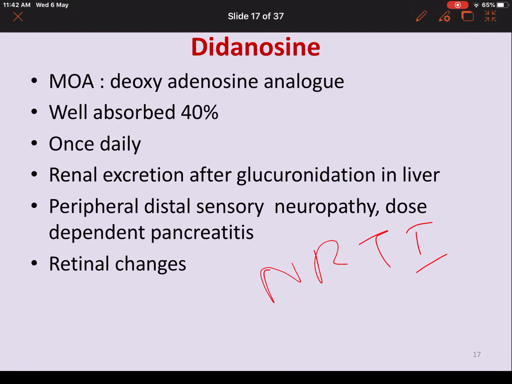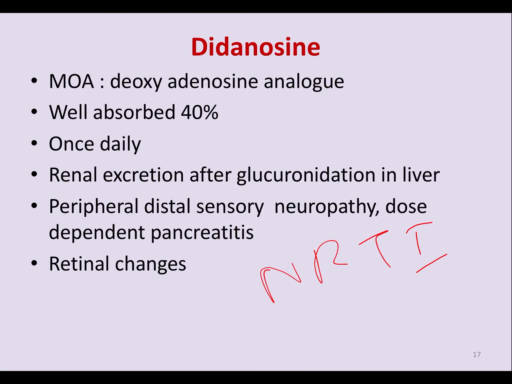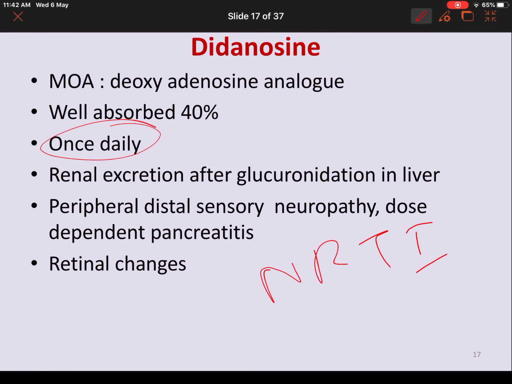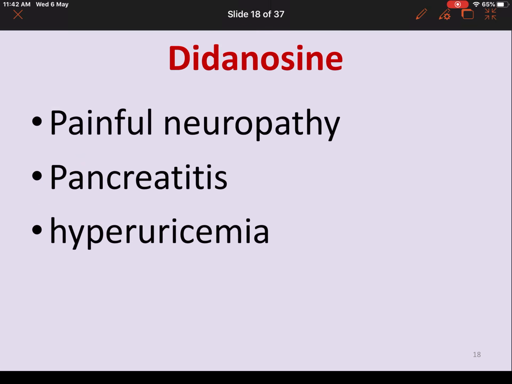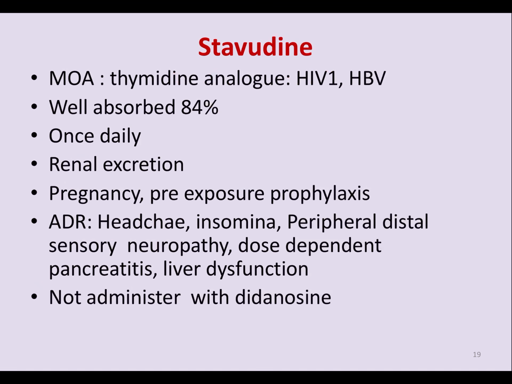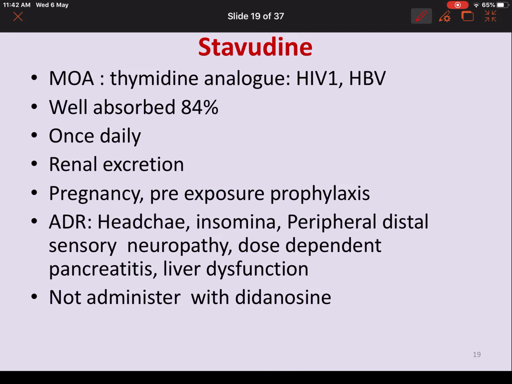Didanosine is similar to zidovudine, but it is given once a day. This can cause peripheral distal sensory neuropathy, dose-dependent pancreatitis and retinal changes. Stavudine is also a thymidine analog which is used in the treatment of HIV and hepatitis B infection. This is also given once a day and we can give it for pre-exposure prophylaxis.